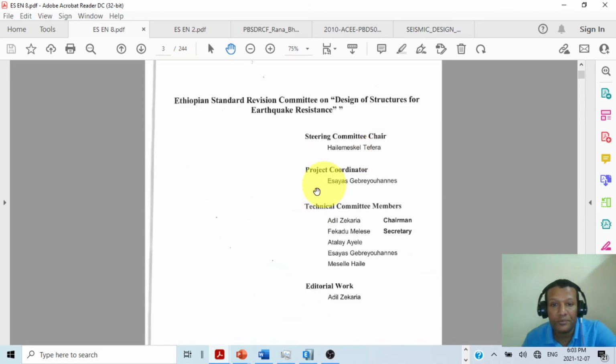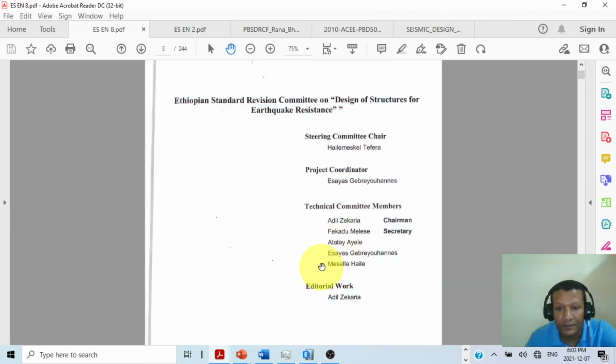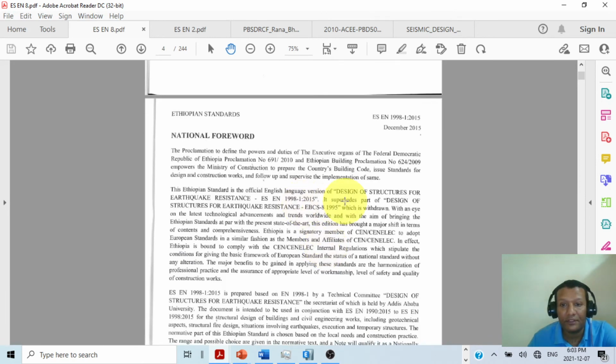this committee. The committee was Haile Mikael Tafara, project coordinator Isaias Gabra Yohannes, he is a doctor, he was my instructor. Technical committee also Adil Zakir, Fekadu Melese, Atalay Ayele, he is a professor now in seismicity, Isaias Gabra Yohannes, Masala Haile, also all are doctors. And these people already revised it.